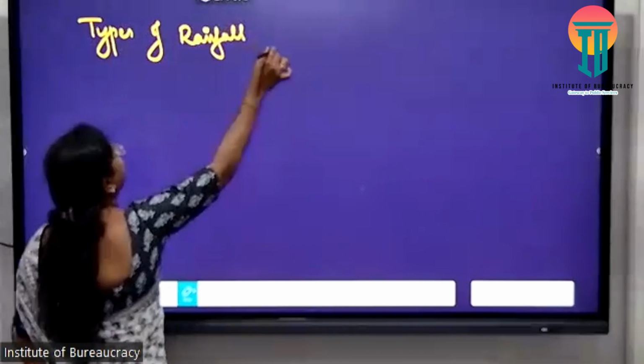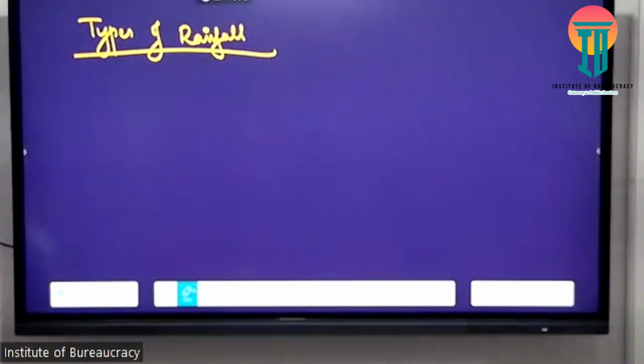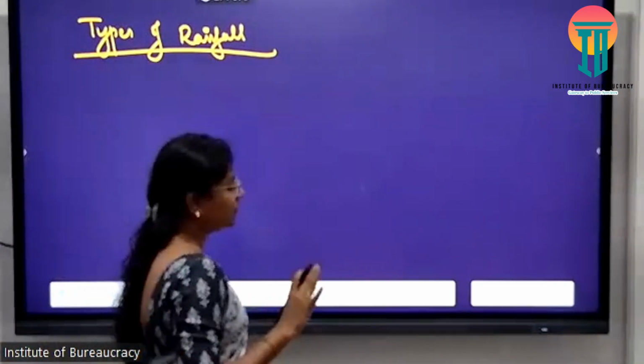Types of rainfall will end here. Actually, I thought of completing stability and instability, but we'll stop it here.